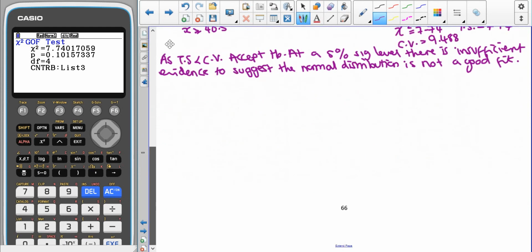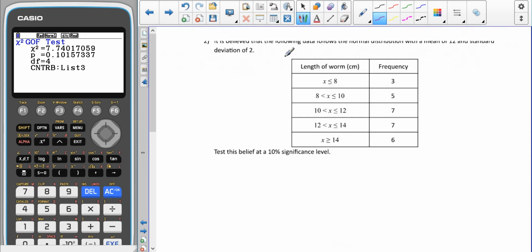Okay, on to another example. So here we have some more data. It believes that the following data follows a normal distribution with a mean of 12 and a standard deviation of 2, and we're trying to test this at a 10% significance level.